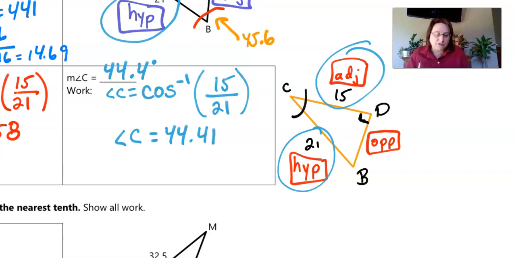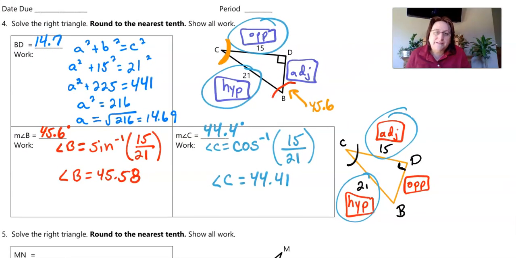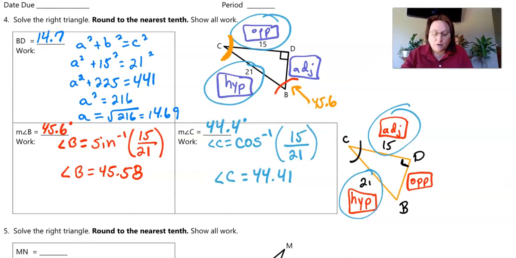Okay, now I want you guys to notice something about what I did. In every single one of these, I used the given information to help me find all of the other measurements, because I rounded this value right here. So I want to make sure I always go back to the given information. That is going to give you the most accurate answer.